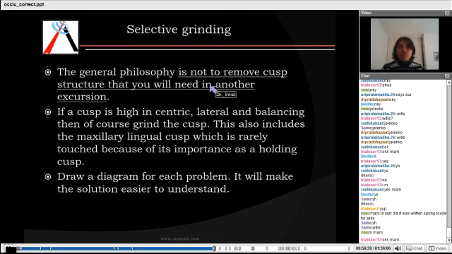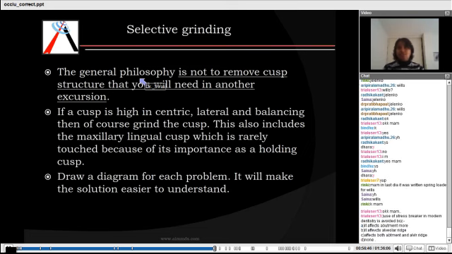Okay, so first rule. First rule is do not remove a cusp structure that you need for other movements.